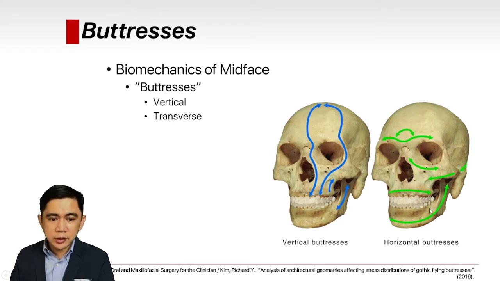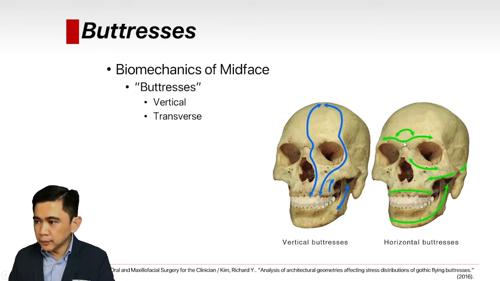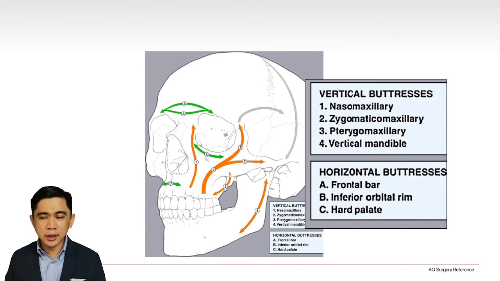And we have also the transverse or the horizontal buttresses, which include the superior orbital rim or the frontal bar, the inferior orbital rim, the orbital floor, and the zygomatic arch. And the last transverse buttress is the maxillary alveolar process and the hard palate. So this can be summarized in this figure. So we have 3 vertical buttresses of the midface, 1, 2, and 3. 3 horizontal buttresses. We have the frontal bar, inferior orbital rim, and the alveolar process or the hard palate over here.